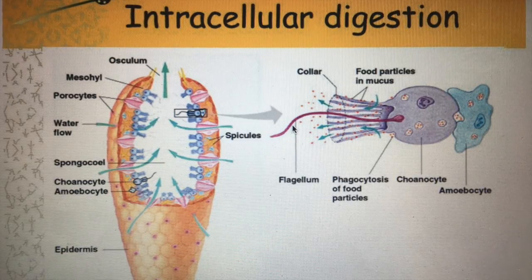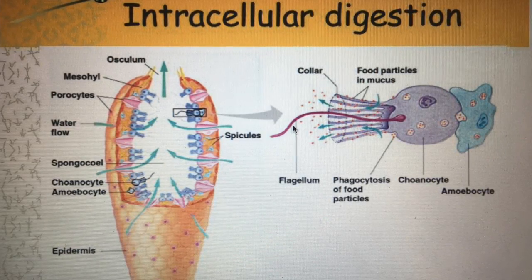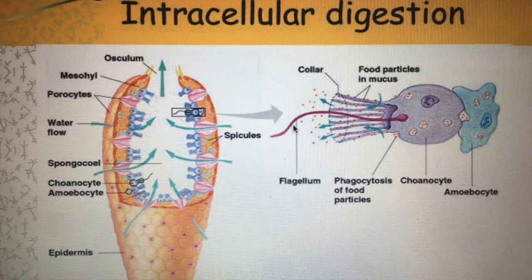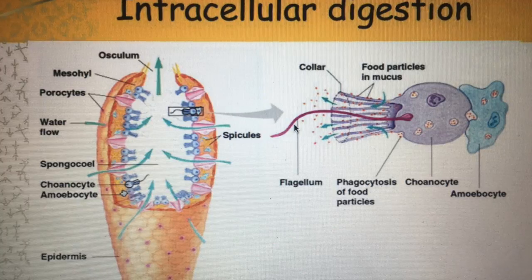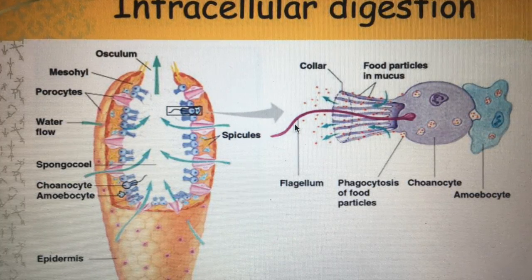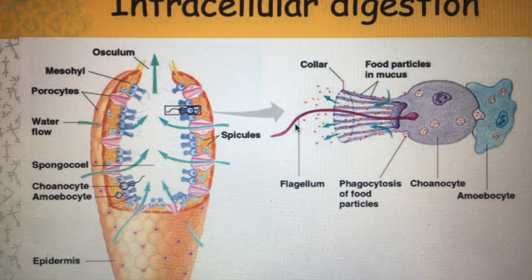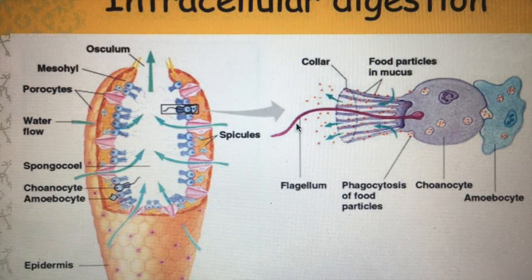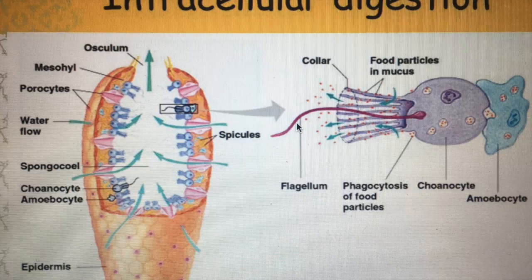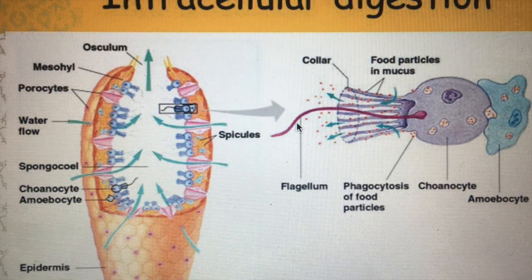Intracellular digestion occurs within food vacuoles inside cells. These food vacuoles fuse with lysosomes, which contain hydrolytic enzymes. During this fusion, food comes into contact with these enzymes and digestion occurs safely without damaging the rest of the cell. An example of an organism that utilizes intracellular digestion is a sponge.